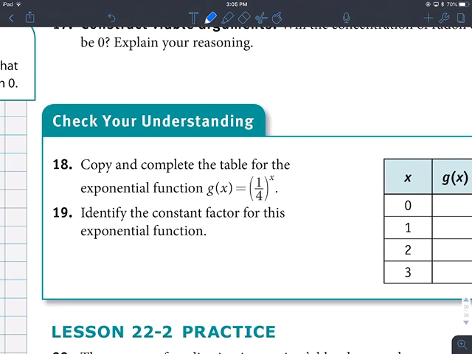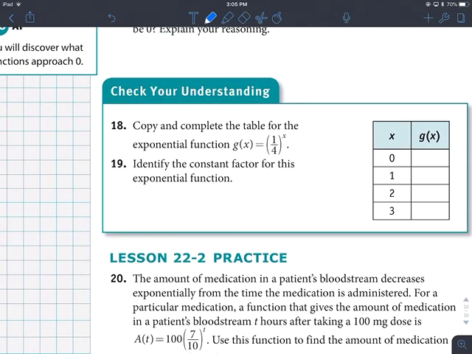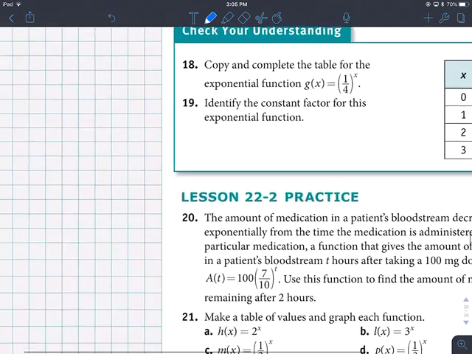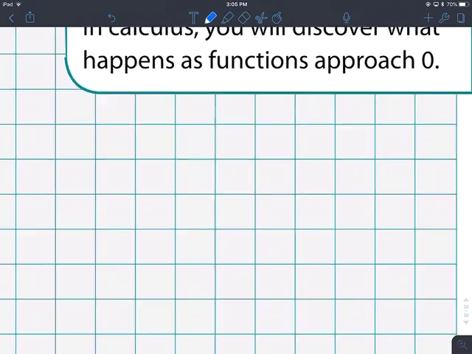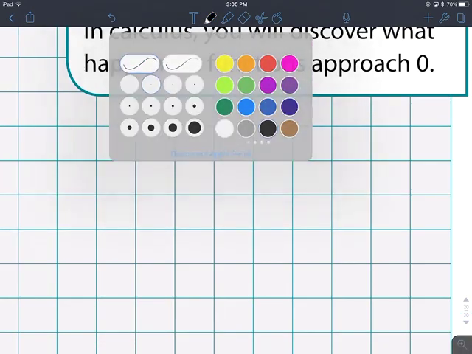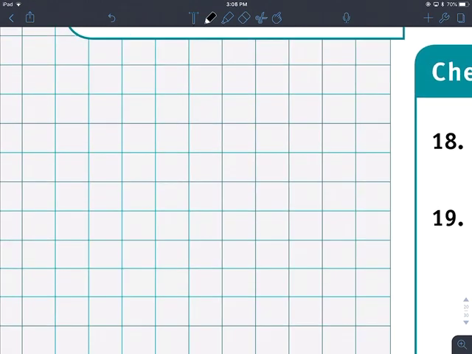g of x is equal to 1 over 4 to the x power. So I'll just write it here. I'll call it just f of x. Okay. 1 over 4 to the x power. And actually, I'll just kind of call it g of x.